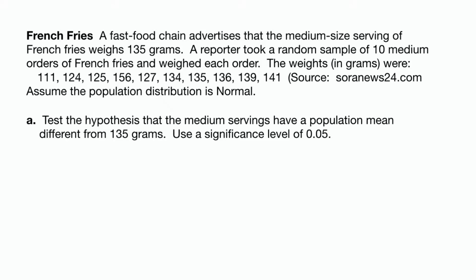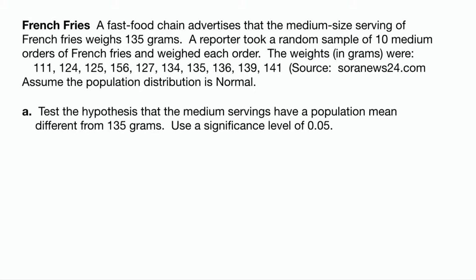Source: SoraNews24.com. Assume the population distribution is normal. Test the hypothesis that the medium servings have a population mean different from 135 grams. Use a significance level of 0.05.